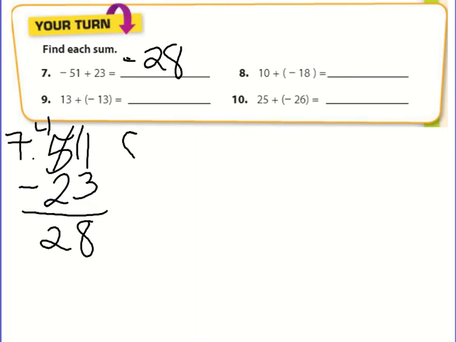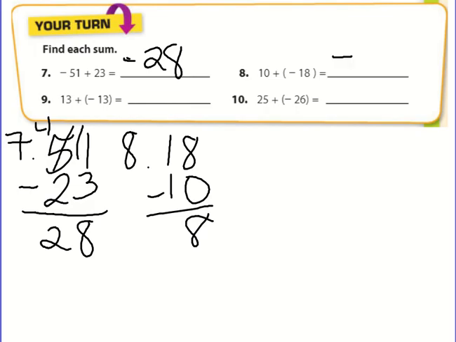Okay, so 8. The absolute value of -18 is 18. That's the larger. I'm going to subtract the absolute value of 10, which is 10. So I get 8. 1 take away 1 is 0. And because 18 is the larger absolute value and that's the negative, it's -8. More negatives, I end with negatives.